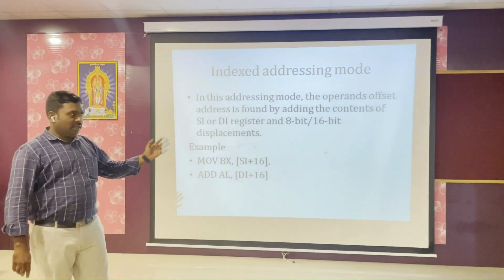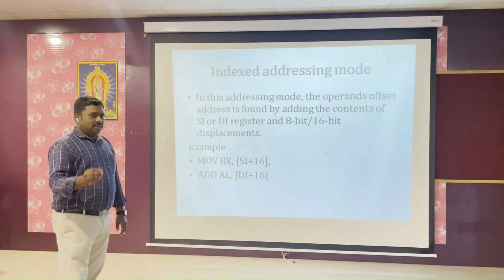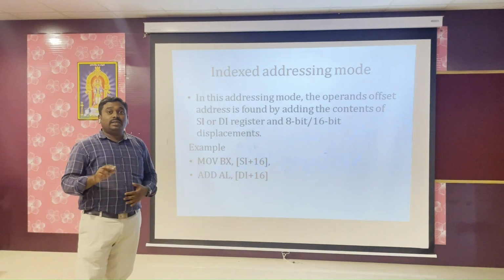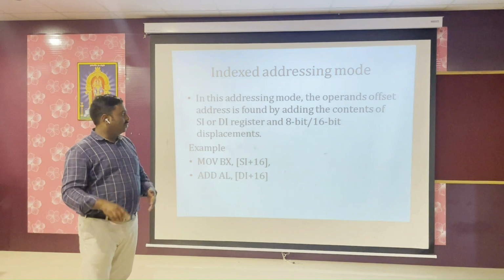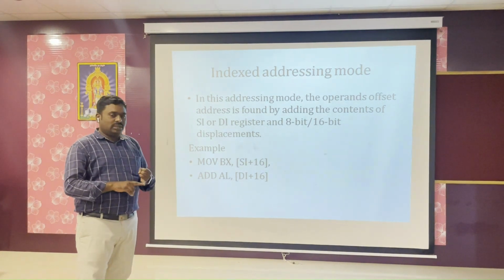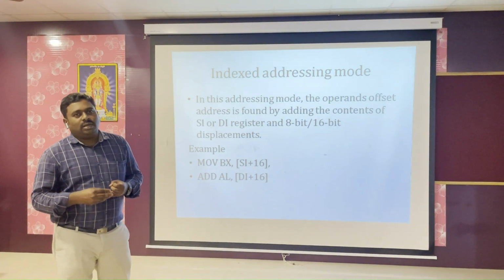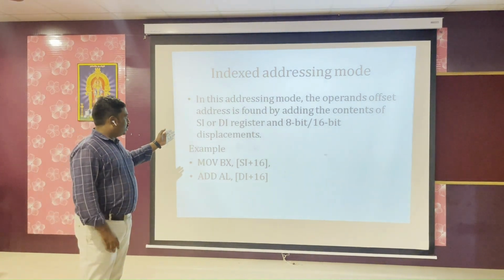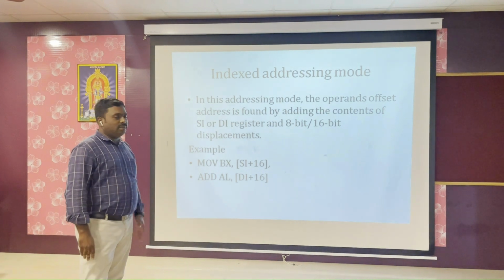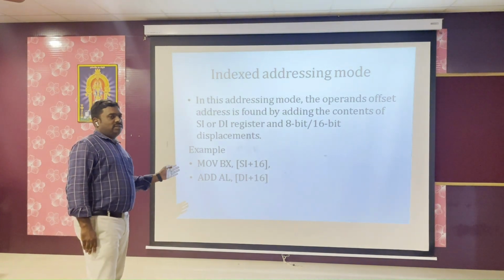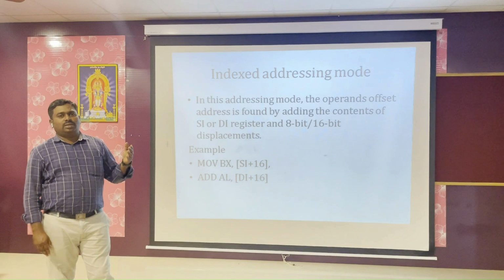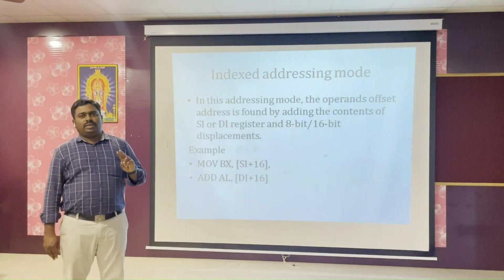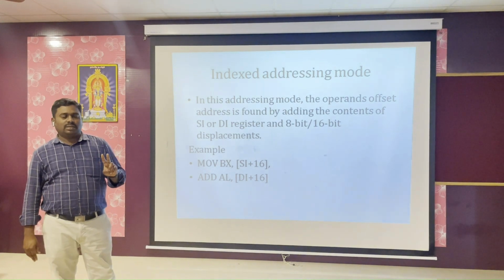Next, index addressing mode. As the name itself suggests, in this addressing mode, the operand's offset address is found by adding the contents of source index or destination index, with an 8 or 16-bit displacement. Previously we saw the base register. Here we mention only the index register. So we have two index registers, source index or destination index. Let us see an example.